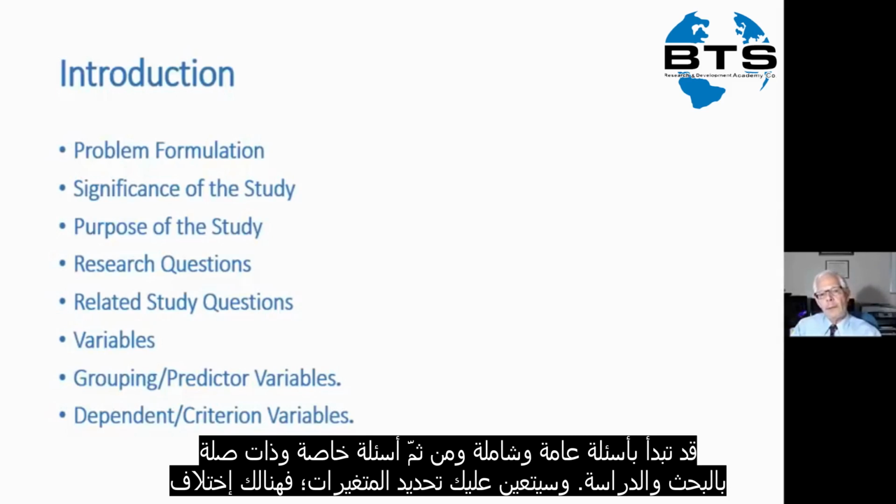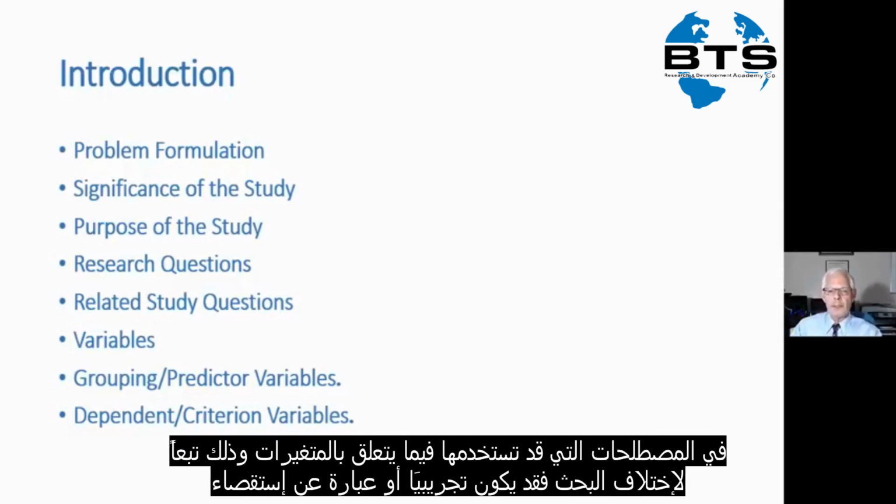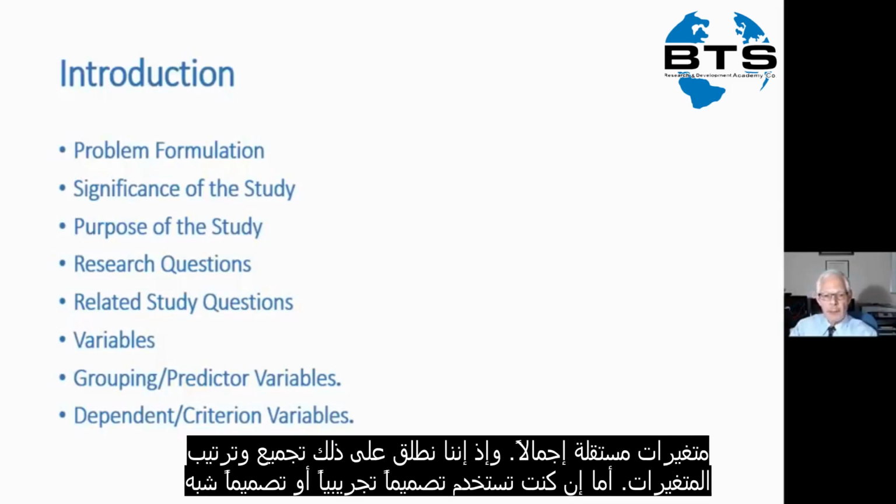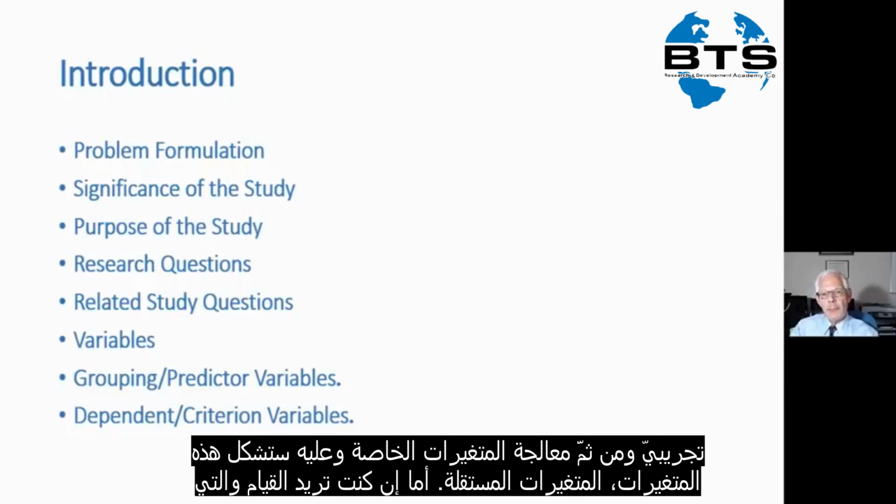And if this is an experimental study or a survey, then there are different terms that we use for variables. For example, if you're doing a descriptive study, then there are going to be certain demographic variables that you're going to use to group other variables, typically dependent variables, and we call those grouping variables.